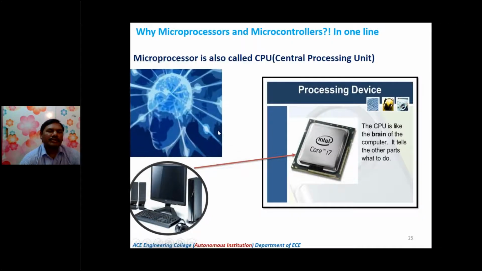Our human brain takes care of all the organs of our body, what kind of function is to be performed and when it is to be performed. Otherwise, even when we are sleeping, our nose keeps breathing. How does it perform? It is performed by the brain of our human body. So that is the importance of the microprocessor. It acts like the brain of the computer.